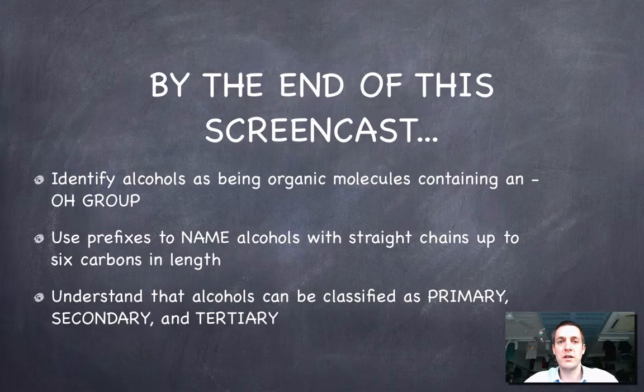Okay, so the idea by the end of this film was to understand what an alcohol was and how we can write structural formulae for them and name them and so on, and also to know what we mean by primary, secondary and tertiary alcohols.